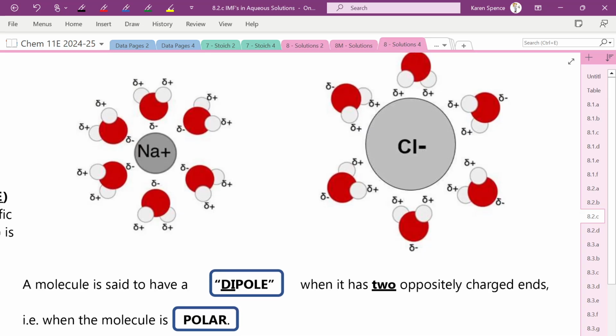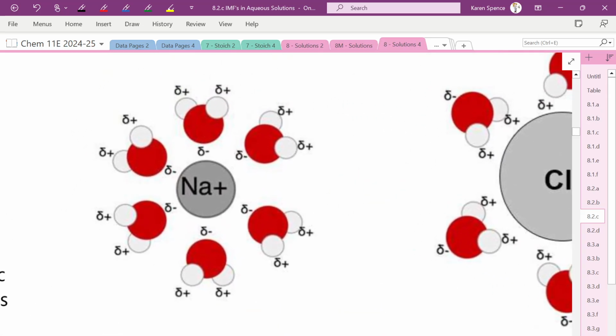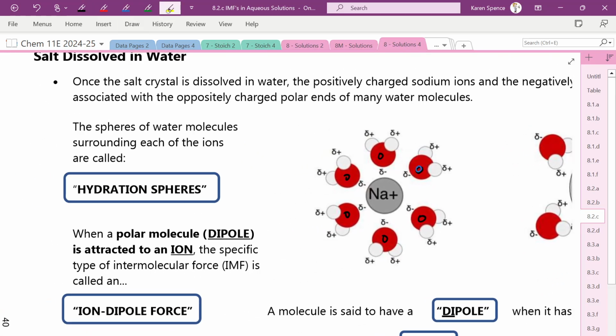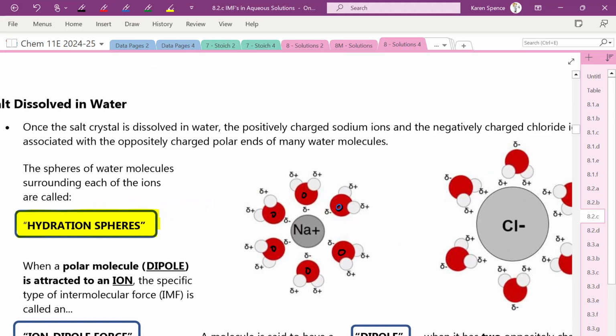Okay, so we can see up close, we have sodium in the middle, and all of the slightly negative oxygens are pointed towards the sodium. This particular structure, where the sodium is surrounded by water molecules, that structure is called a hydration sphere. When the ions get surrounded by water molecules, that process is called hydration.